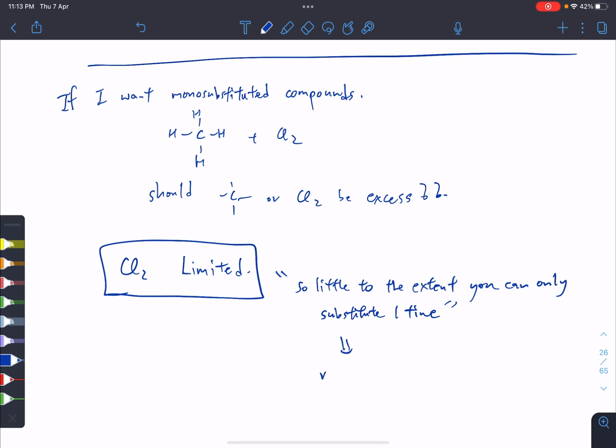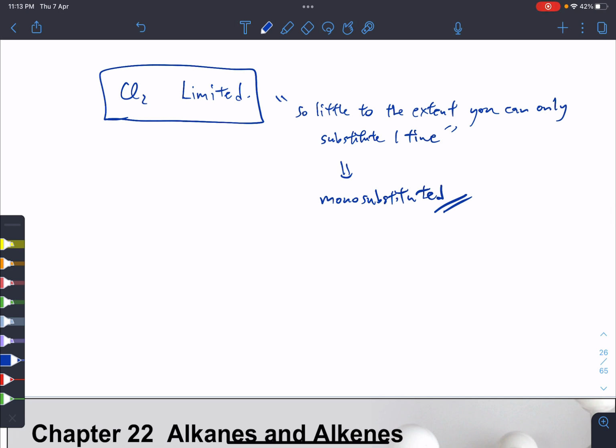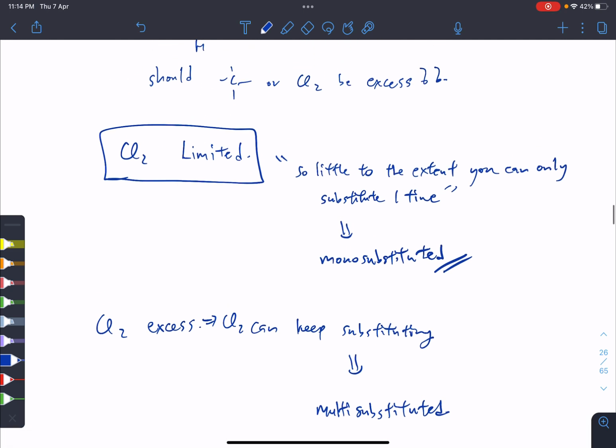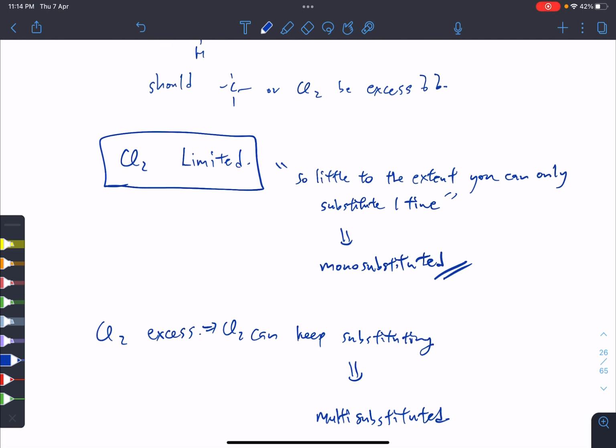Oh, so this results in a mono substituted product. You have barely enough to substitute one time. How to substitute so many times? You can think of it that way. On the other hand, if my Cl2 is in excess, the first Cl2 can substitute, then the second Cl2 will substitute again, the third will substitute again. Eventually you end up with something multi-substituted, usually every H gets substituted. So you can control it in this sense: by intentionally putting one to be limited or one to be in excess.